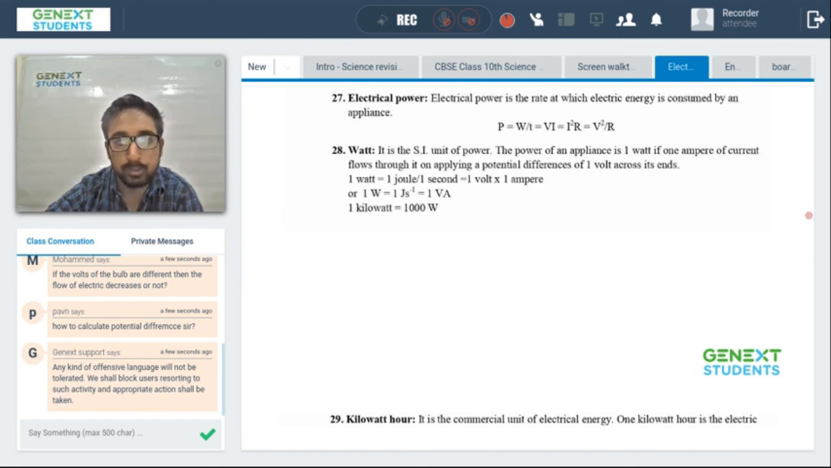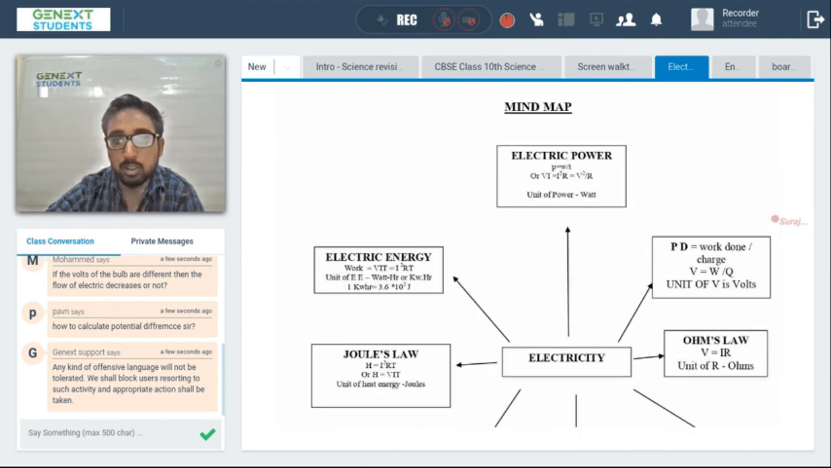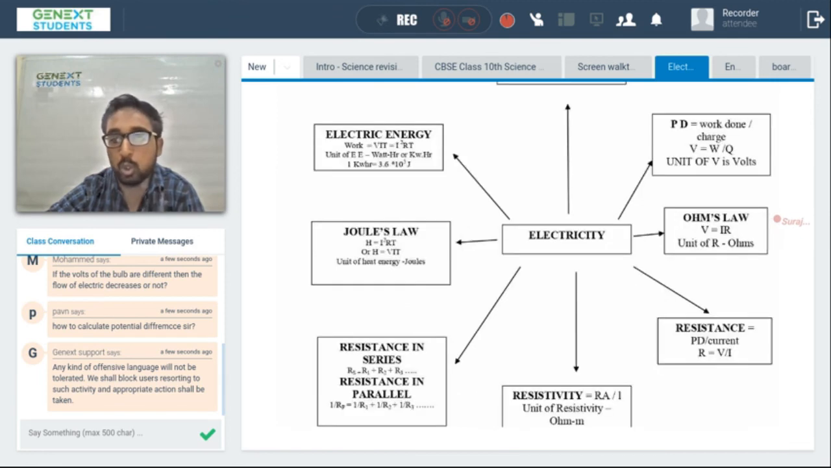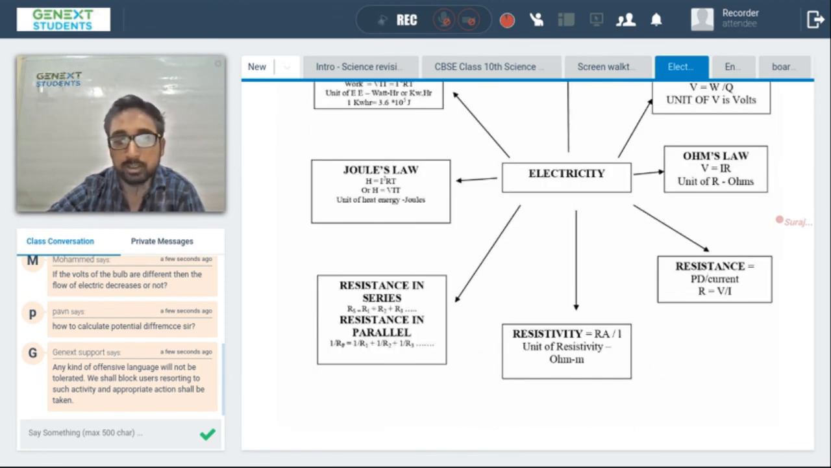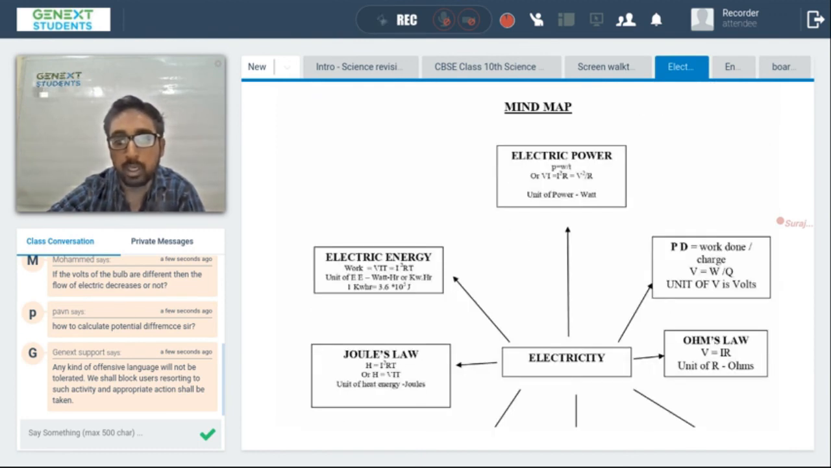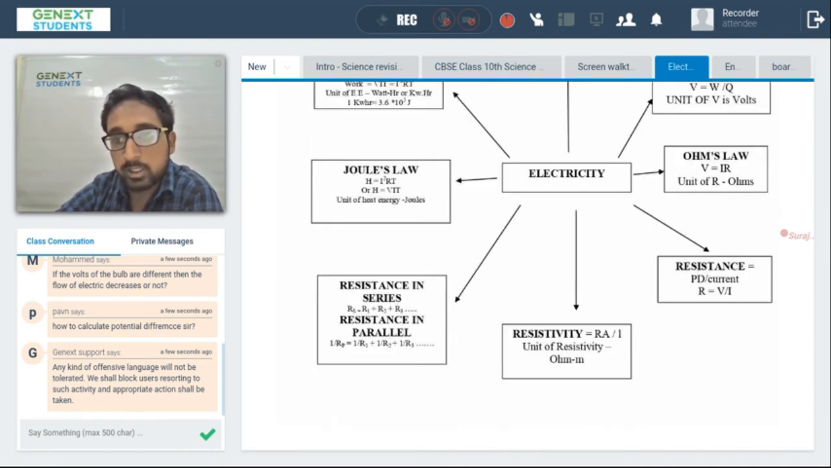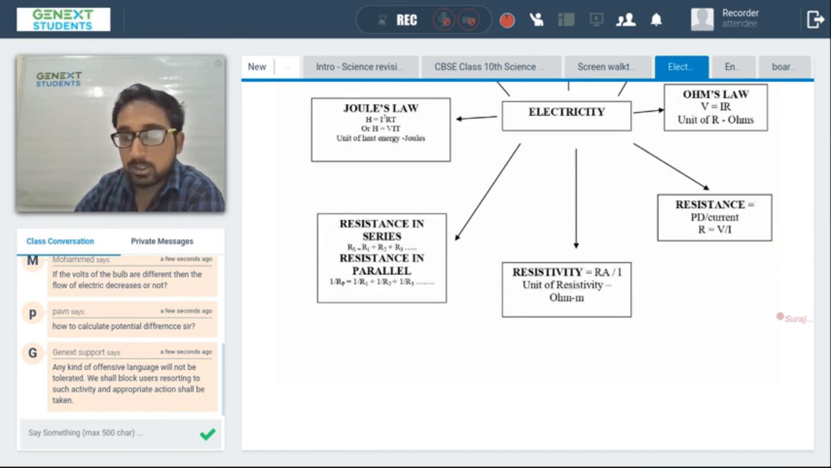If you want to copy this, you can copy this. You can take screenshots. I'm giving you some time. You can take a screenshot of this: electric power, electric energy, potential difference, electricity, Ohm's law, Joule's law, and this is the resistance, resistivity, resistance in series. So this is the mind map. You can go through it if you want. I'm giving you 10 seconds. 10, 9, 8, 7, 6, 5, 4, 3, 2, 1. If you want to take this screenshot, take it. I'm leaving the screen for a few seconds.